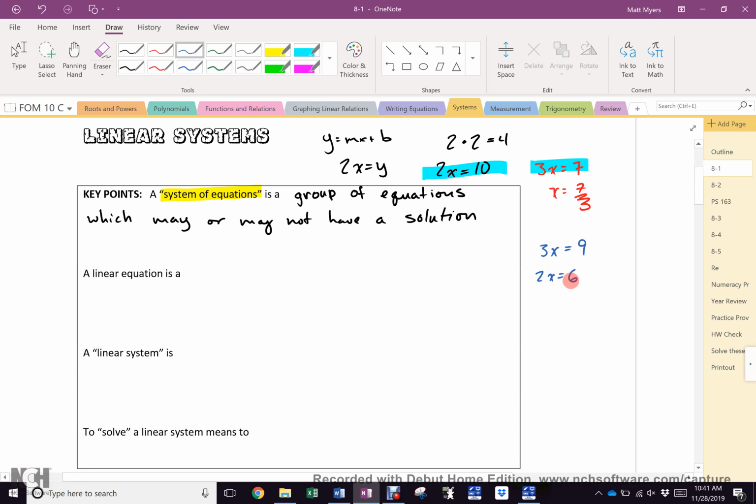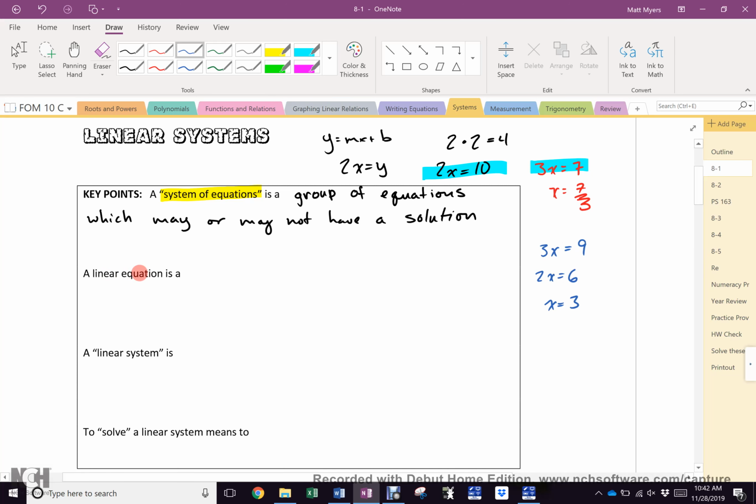2x equals 6. Is there a solution to that system? What is it? 3. X equals 3. Solution to this system? No. Does everybody see how I can have a system that does not have a solution? Even though both equations have a solution, as a group, it does not. Is everybody cool? Yeah? Okay.